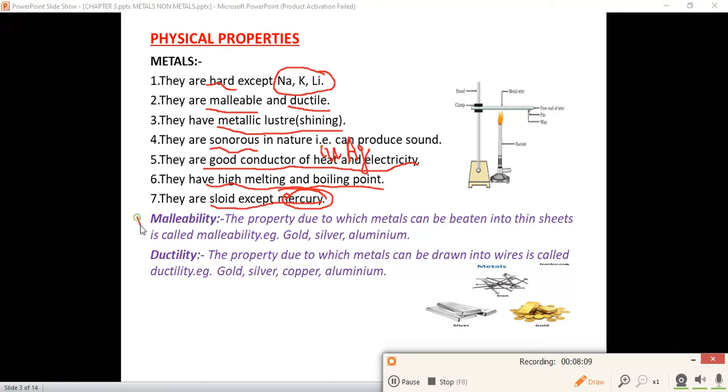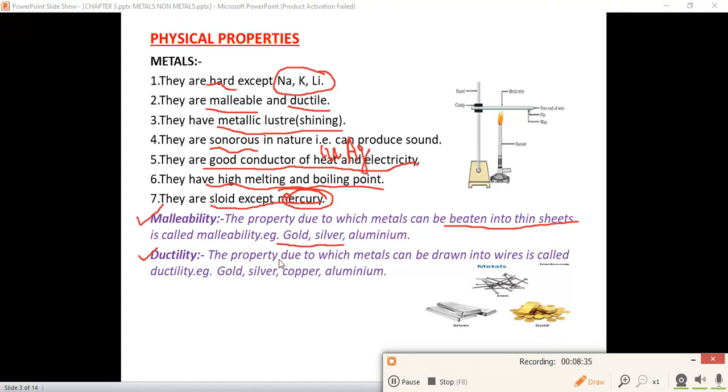Now we will see the terms malleability and ductility. Once again, let's have a look. Malleability is a property due to which metals can be beaten into thin sheets. Remember that metal being beaten into thin sheets is called malleability. Examples are gold, silver and aluminum. Gold and silver are the most malleable metals.